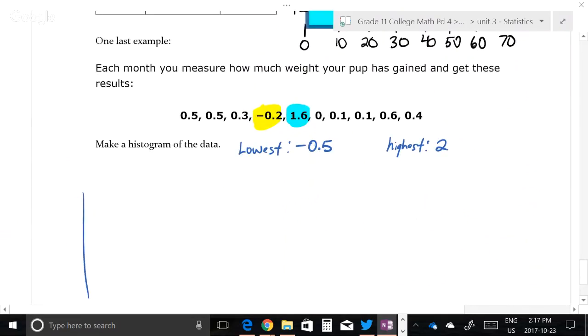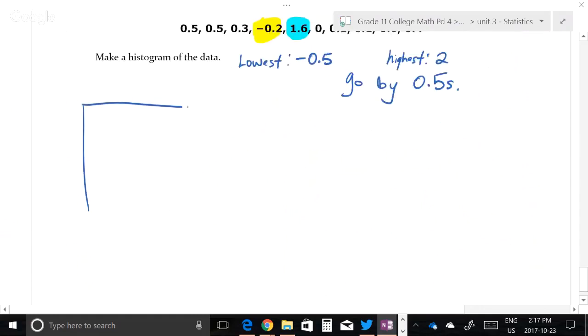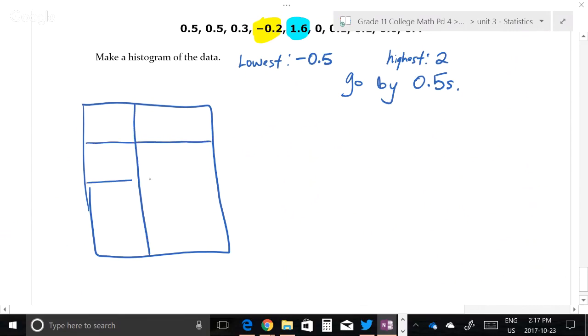Yep, but what I'm saying is I want to not have weird bins. I don't want to have to go like from negative 0.2 to like 1.1 kind of thing. So I'm going to go by 0.5s. We're going to make our bins that wide. In which case, how big will my first bin be? Where is it going to go from until? Negative 0.5 to 0. Very good. Negative 0.5 to 0.